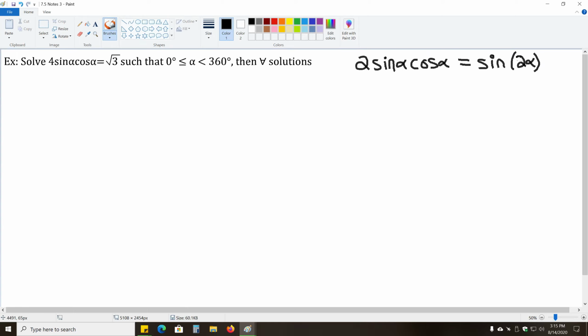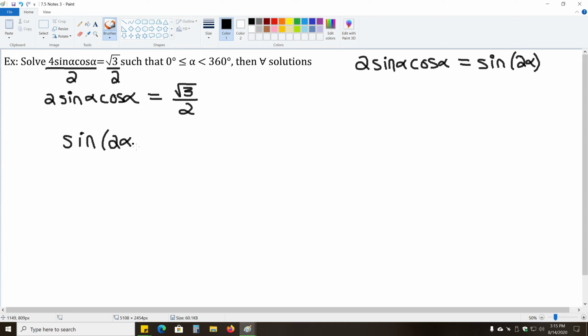So now that we have that, notice in this problem we have 4 instead of 2. So if we were to divide each side of the equation by a 2, that would give us 2 sine alpha times cosine alpha equals the square root of 3 over 2. And now from here we can apply our double angle identity. So the left side will become sine of 2 alpha equals the square root of 3 over 2.